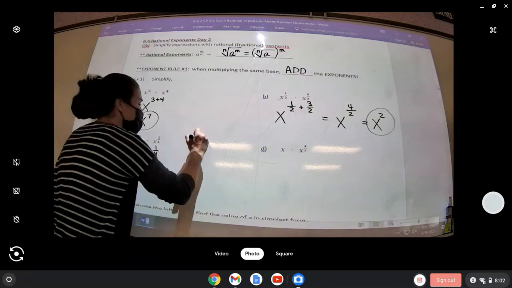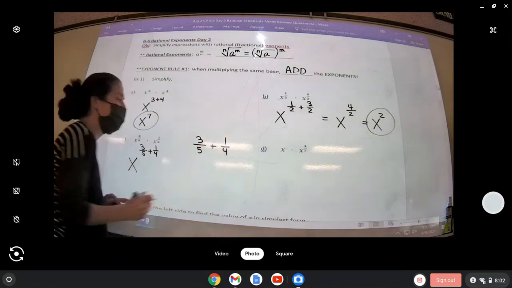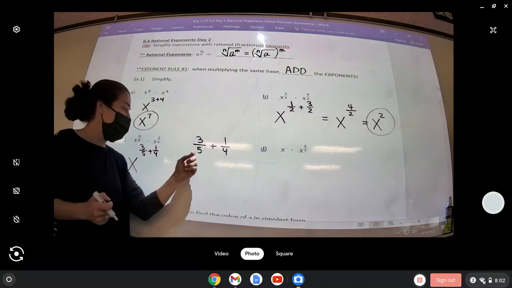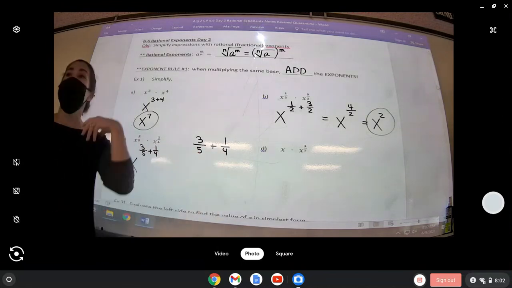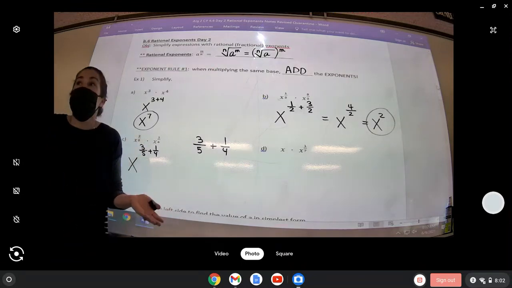So let's go off to the side and add our fractions together. 3/5 plus 1/4. Guys, you have to find a common denominator. You have to make them equal parts. So what number can both 5 and 4 become through multiplication? I think the smallest one is 20, right?